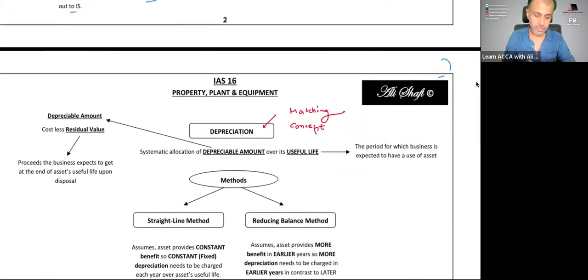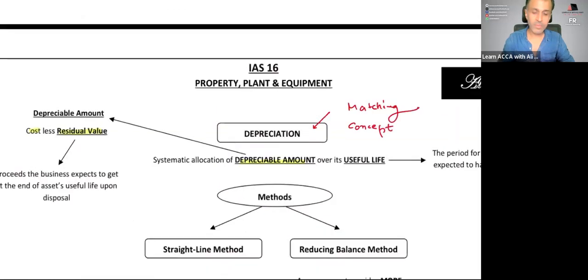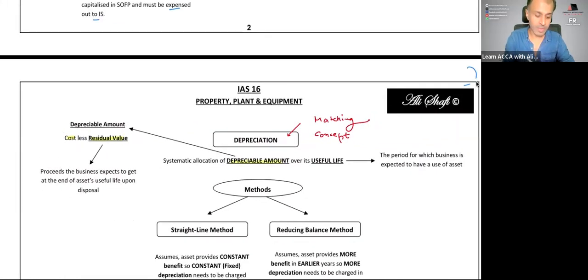Depreciable amount: cost less scrap value. Now we know the cost from the previous page in detail, so let's not look into it once again. Residual value is the scrap value which I expect to get at the end of its useful life upon the disposal. Expectation. So I expect after 5 years, when I will retire this asset, I will be able to get probably $500 on the sale of it. That is called residual value, remaining value, scrap value, salvage. Expectation, this is.